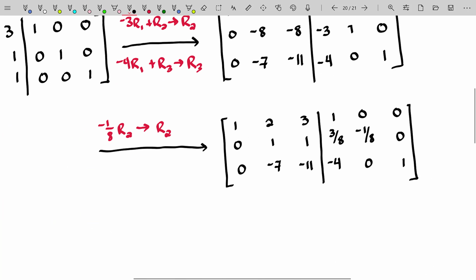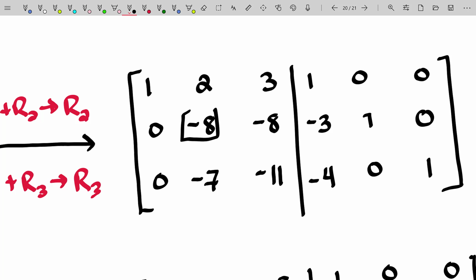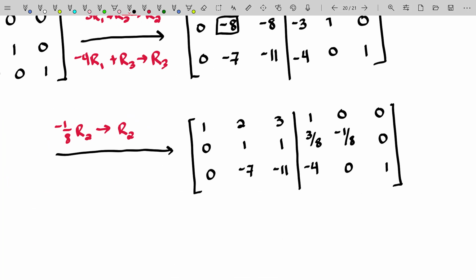You don't have to. You could have left that as a -8 in this pivot right here, and then just said, well, I'm going to take -7/8 times row 2 and add it to row 3. That would keep fractions out of that second row, but it would still give you fractions in the third row. So I just decided to go ahead and do it.